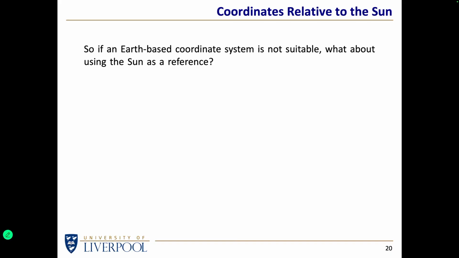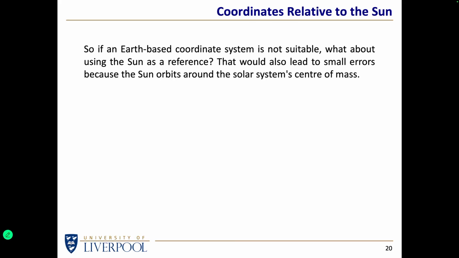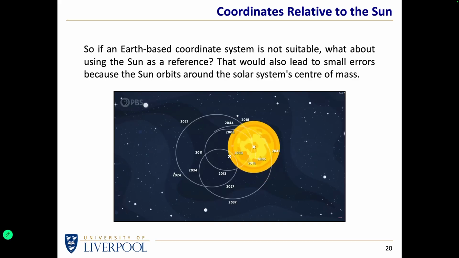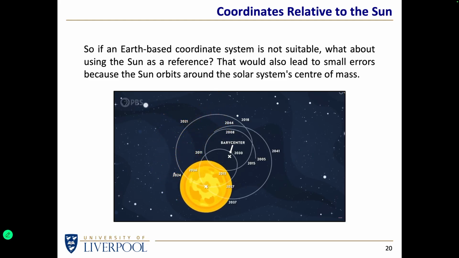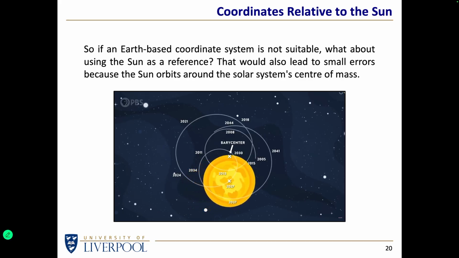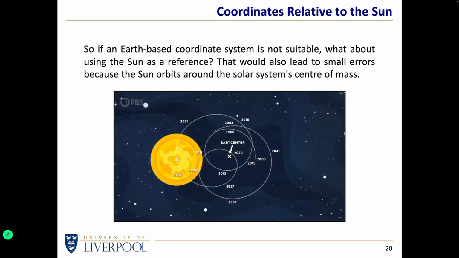So if an Earth-based coordinate system is not suitable, what about using the Sun as a reference? Well, actually, that would also lead to small errors because the Sun does actually move. The solar system's centre of mass is not in the middle of the Sun. Because of Jupiter and Saturn and the other planets, the Sun actually moves slightly relative to the centre of the solar system. In this little cartoon, it's slowing down just so that we can see that in 2027, the centre of the solar system will be just inside the surface of the Sun. But for quite a few years, that hasn't been the case.